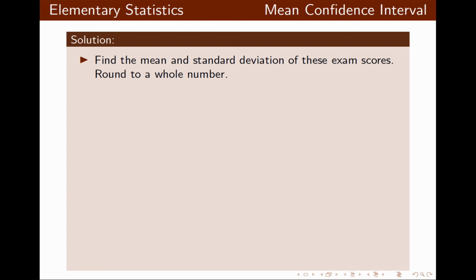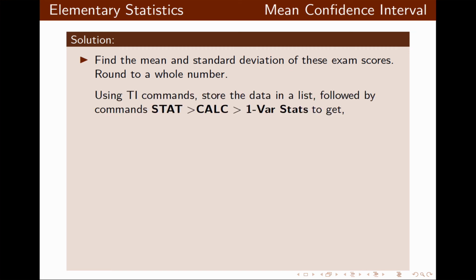So to find the mean and standard deviation for these exams, we're going to store this data in a list, and then we do Stat, go to Calc, and then One-Variable Stats, and we get x bar to be 72, s, the standard deviation for the sample, to be 14, and n is equal to 36.